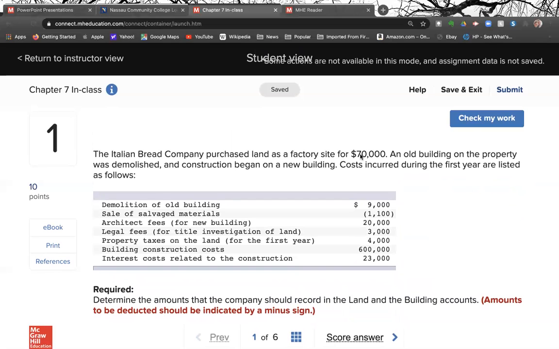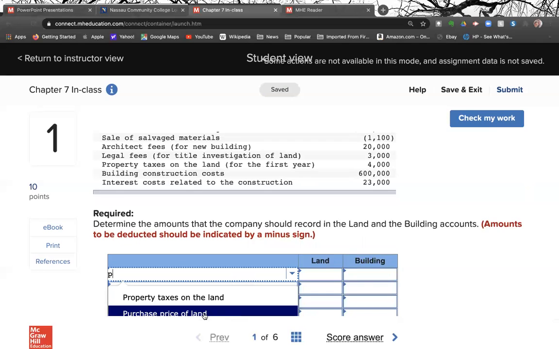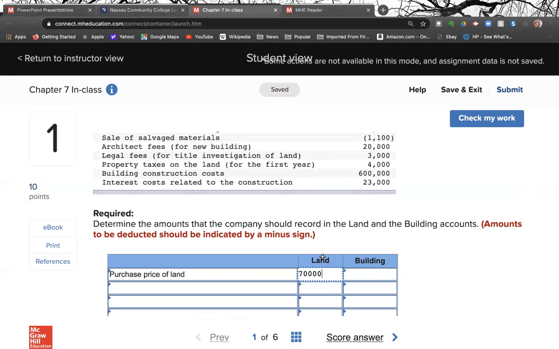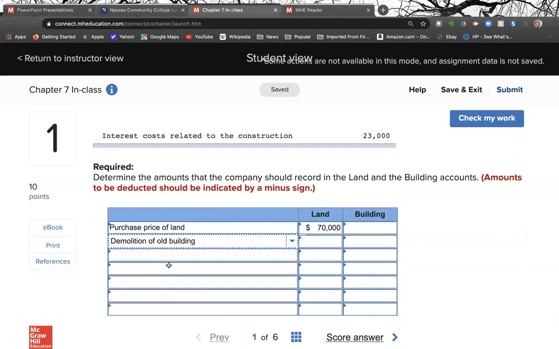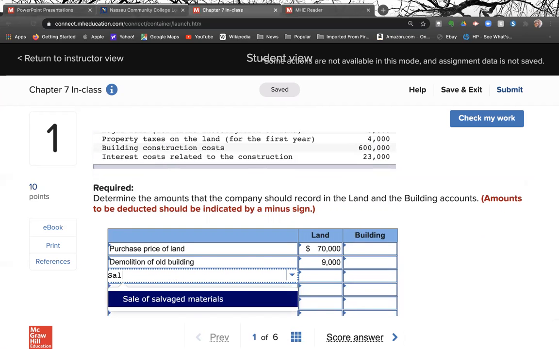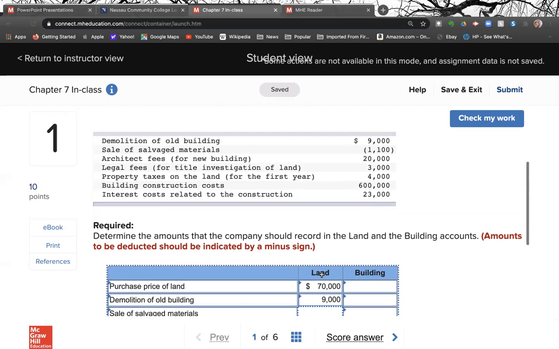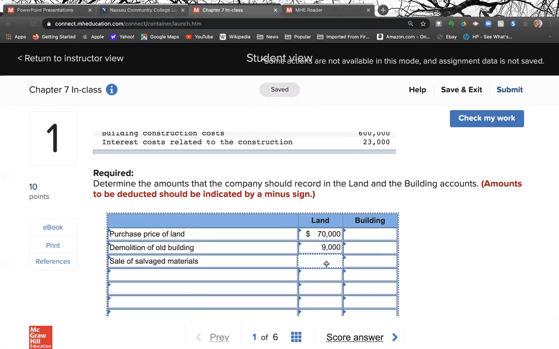We have the purchase price of $70,000. That is land. Purchase price of land, $70,000. Okay. What else do we have? Demolition of the old building. Demolition of old building was $9,000. Okay, now, sale of salvaged materials. Sale of salvaged materials is a minus 1,100. Remember, we were able to sell, okay, minus 1,100.